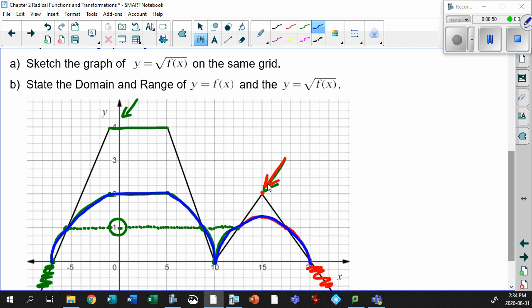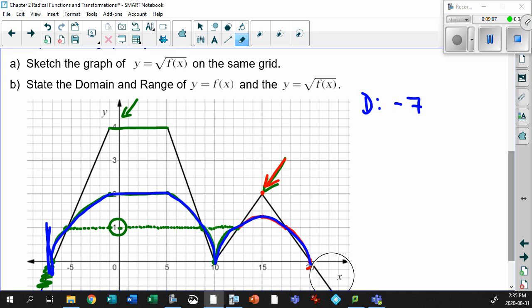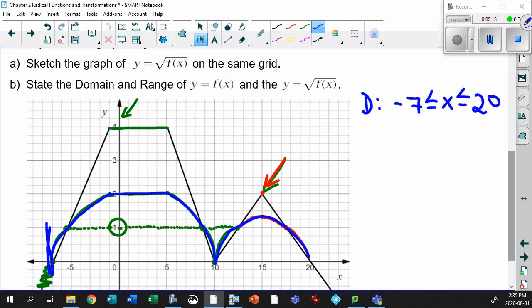So let's start talking about the domain and range. Okay, let's do the domain first. Think about this. Where is your domain? Your domain is from this point right out here, which looks like about negative 7, all the way out to this point. Oh, that's all the way out to 20. Okay, so your x values have to be right in the middle of that. That's where your entire graph is.